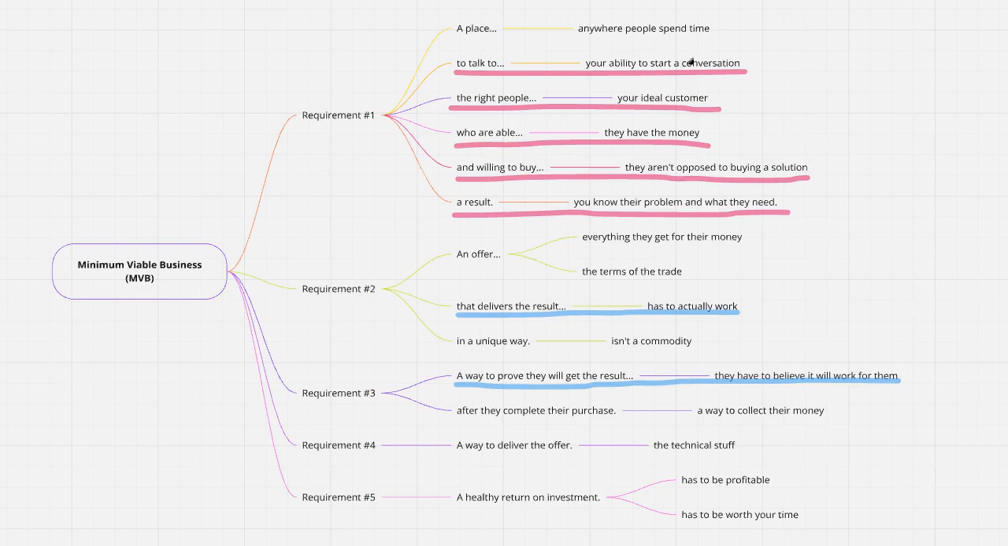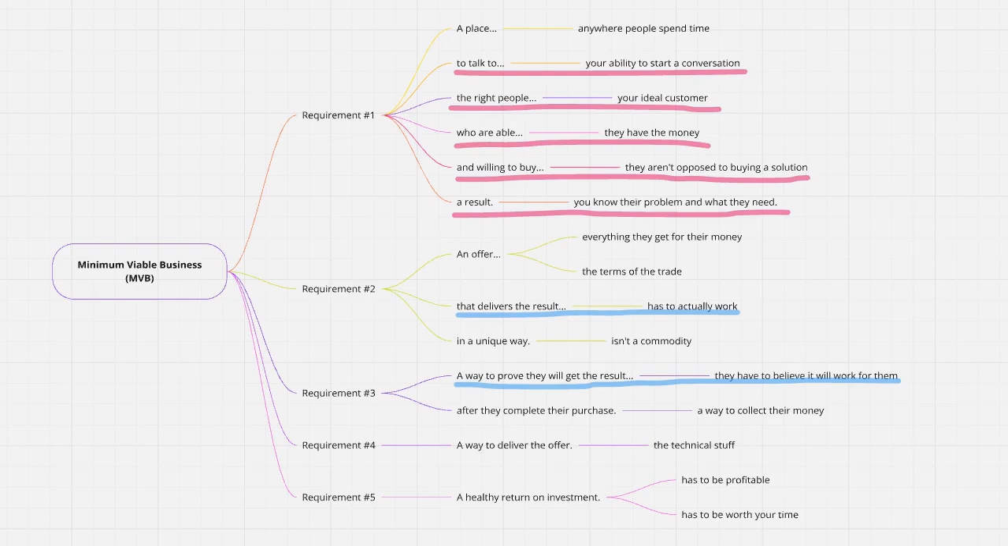Your ability to actually be on a platform to talk to people, the right people, that deals with your ideal customer, who are able, means they have the money, which means the price is right for the segment of customers you're dealing with, and willing to buy means they're not opposed to buying a solution. We talked about DIY and people that associate themselves with not spending money, or being frugal or self-made, those kinds of things. And then lastly, it's a result, and it means that we know they have the problem and that they need a solution. So all of these issues will be dealt with by the type of proof that you pick.